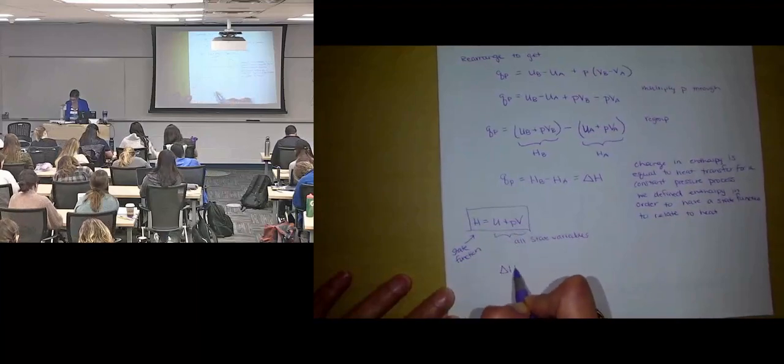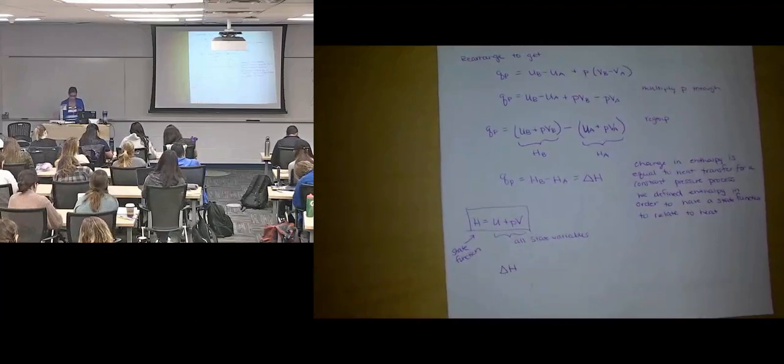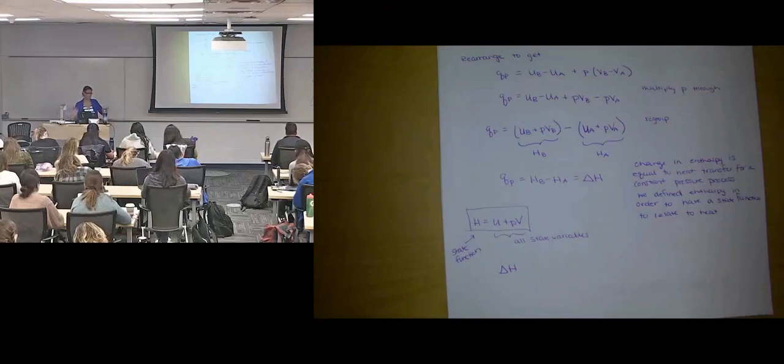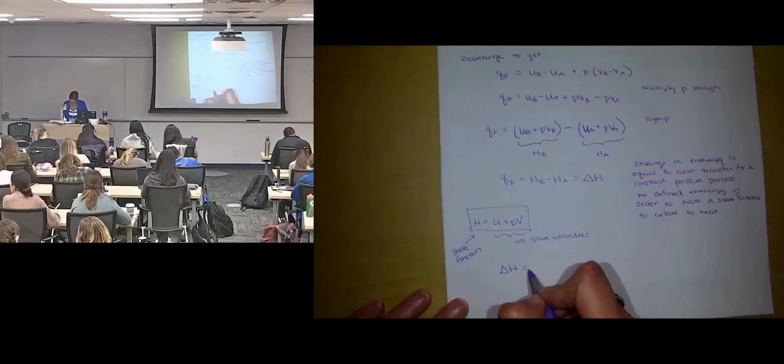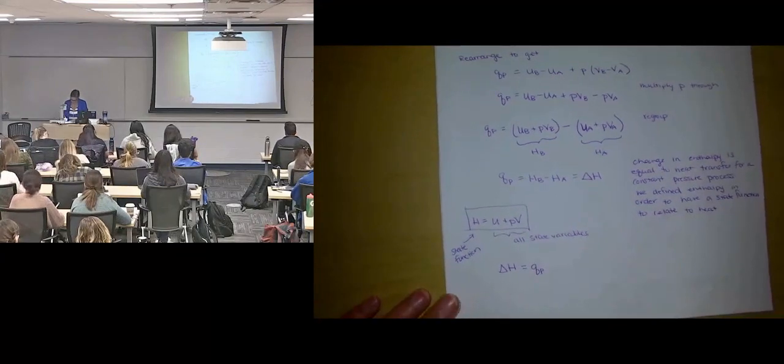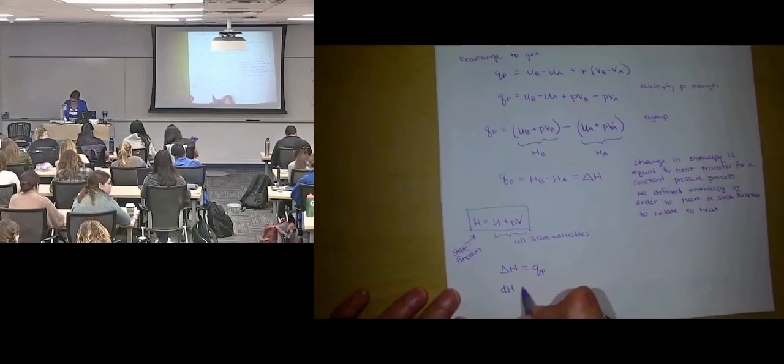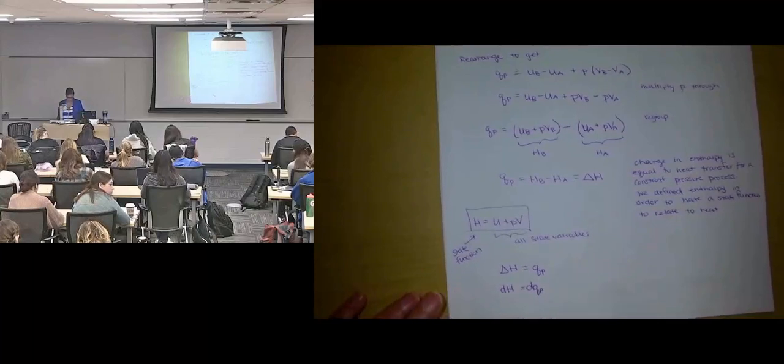This is really important. The delta is key here. H does not equal Q ever. Heat can only be defined as a path, as a process between two things. I can't have heat of one state, A or B. But change in enthalpy is equal to QP. You could also see it like this. Heat's a path or process function. It's not a state function.